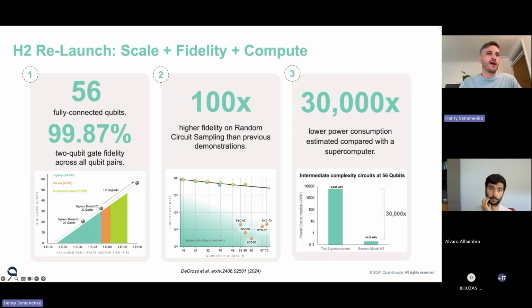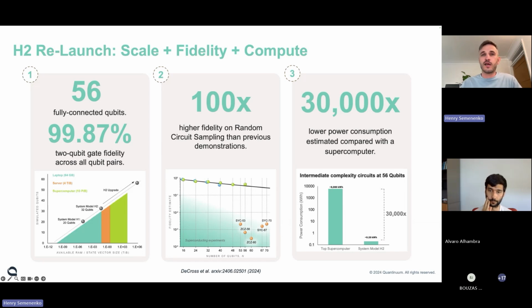So to be able to do a full vector simulation of this number of qubits would need far in excess of the number of bits of memory that are available even on the largest supercomputers at the moment. And so we're really pushing the boundaries of these kind of systems into territory that is beyond sort of classical computing. This is highlighted by the demonstrations that we performed with random circuit sampling.